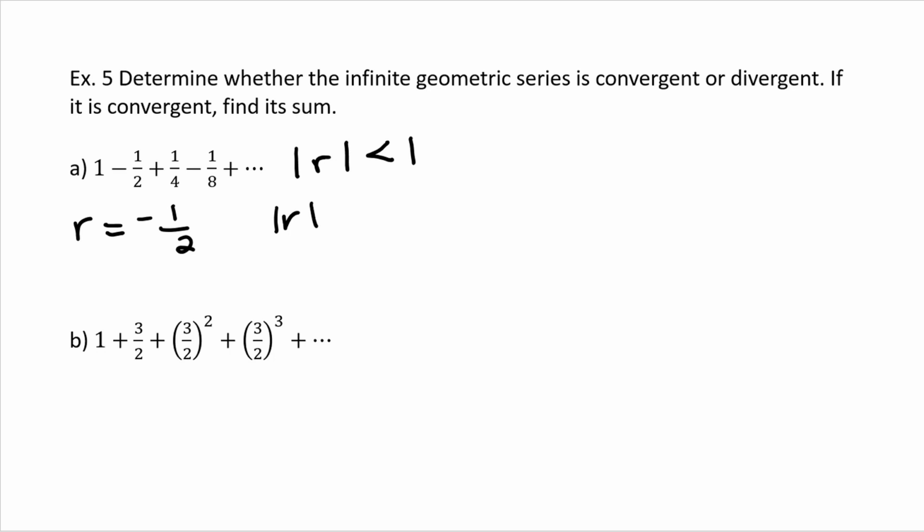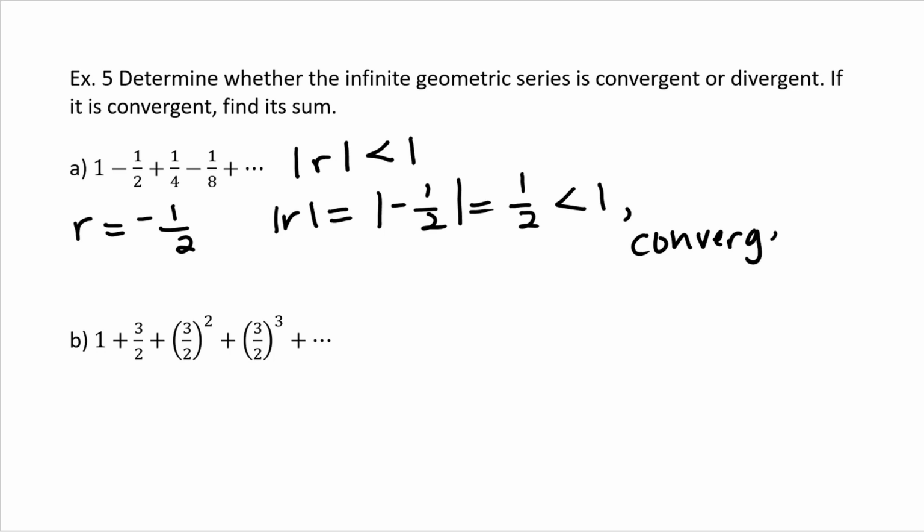So let's see what happens. The absolute value of the common ratio is the absolute value of negative 1/2, which is 1/2, and guess what? That's less than 1. So we can say that the geometric series represented for part A converges.